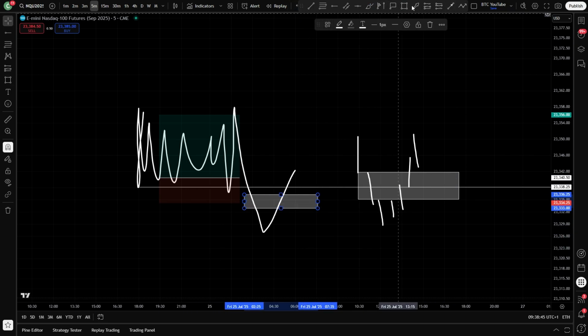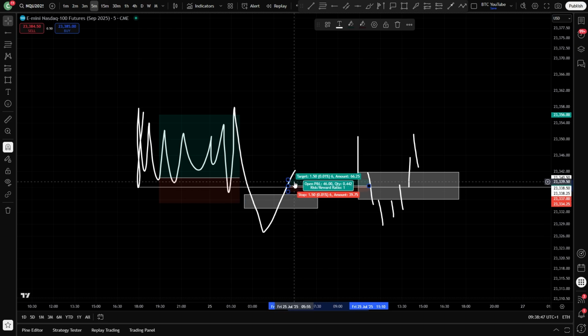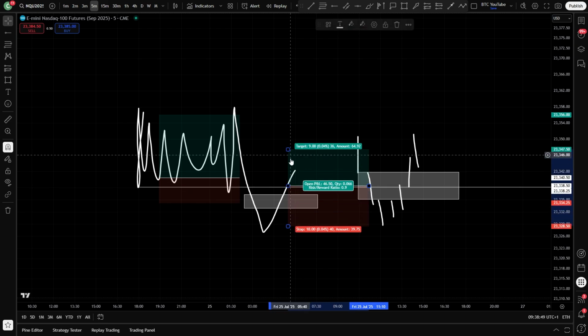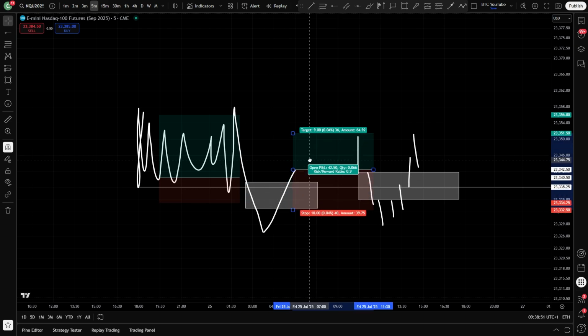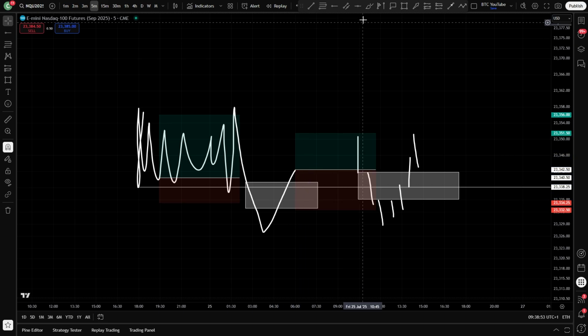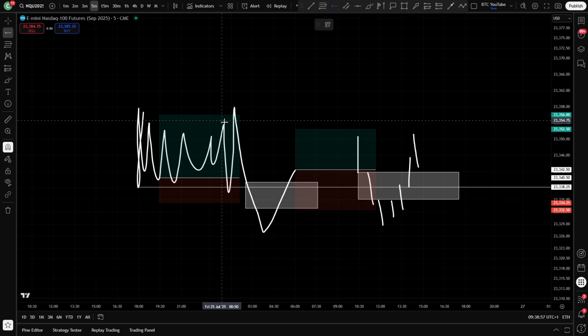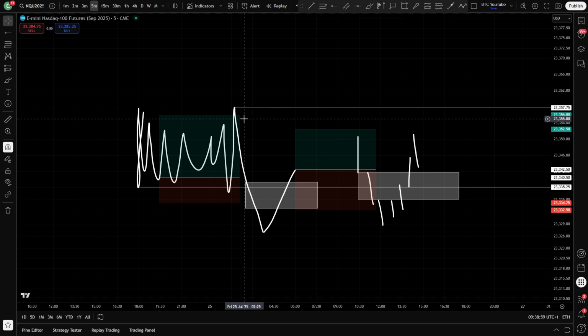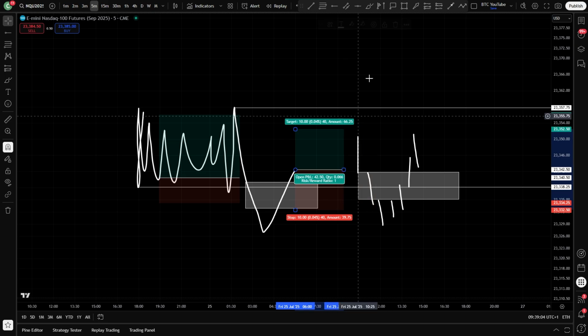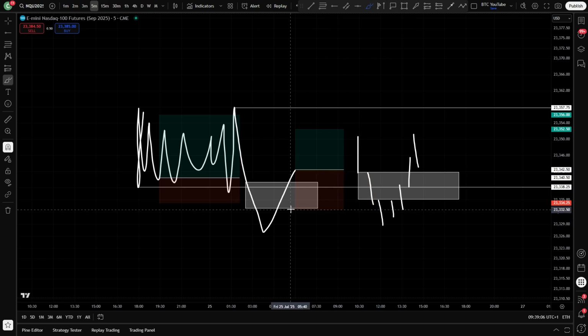You'd have your inverted fair value gap like this, and very simply you just enter on the close back above this fair value gap. Say for example, this is the close, stop loss below, 1-to-1 take profit for your first target. And then I have runners up to the high of day and to all-time highs. Since we're at all-time highs at the minute, it makes a lot of sense to do this. If we close back below this inverted fair value gap, I'll call this a loss.